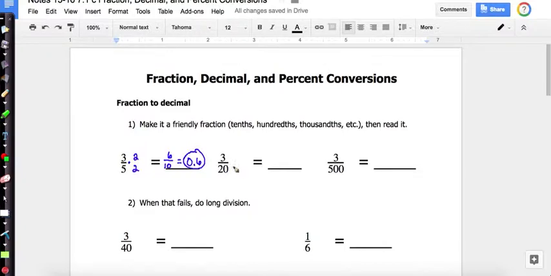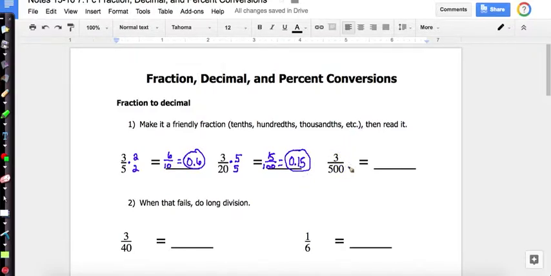Okay, 3/20. Now I can't turn it into tenths because I've already passed that. Can I turn it into hundredths? Yes, I can multiply top and bottom by 5. 3 times 5 is 15. 20 times 5 is 100. So we have 15 hundredths. How would I write that? Good, 0.15. 15 hundredths.